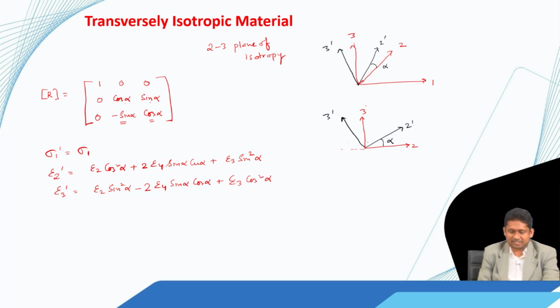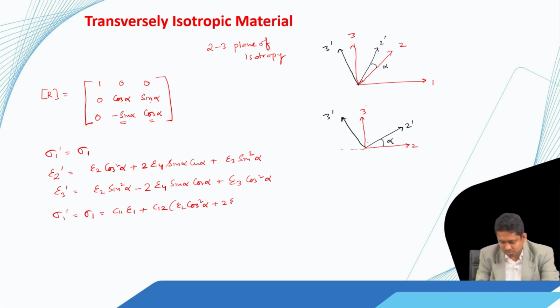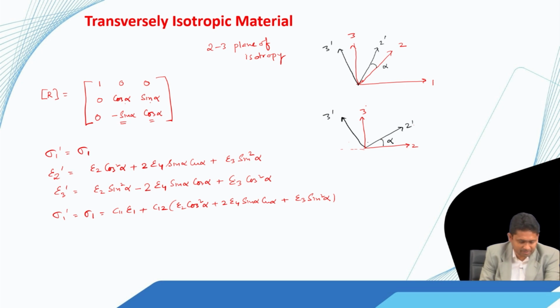Now, if I put that in the stress strain relationship, then we get sigma 1 prime is equal to sigma 1 is equal to C 11 multiplied by epsilon 1 plus C 12 multiplied by epsilon 2 cosine square alpha plus 2 epsilon 4 sin alpha cosine alpha plus epsilon 3 sin square alpha.